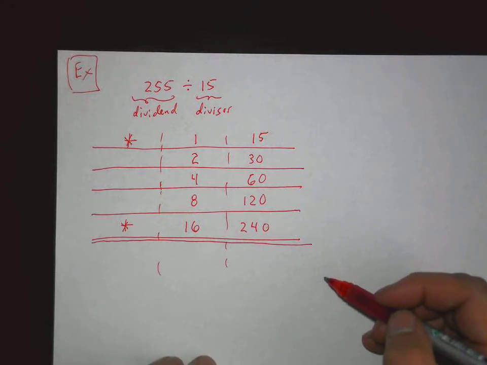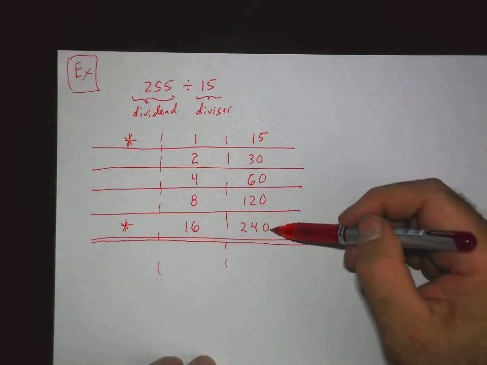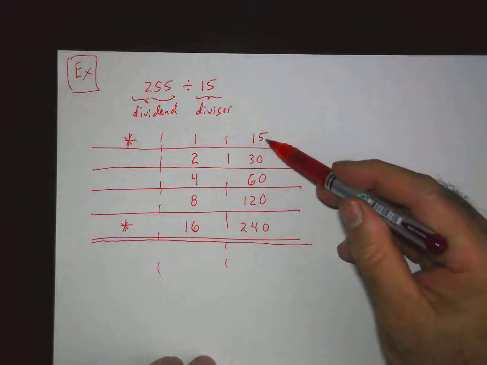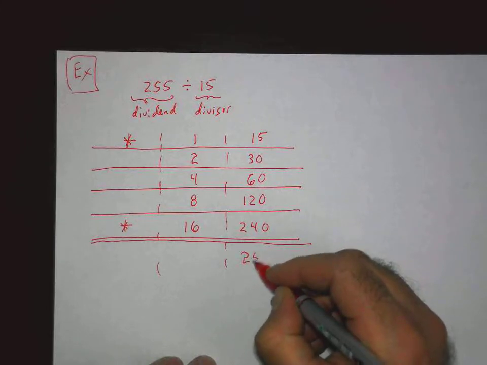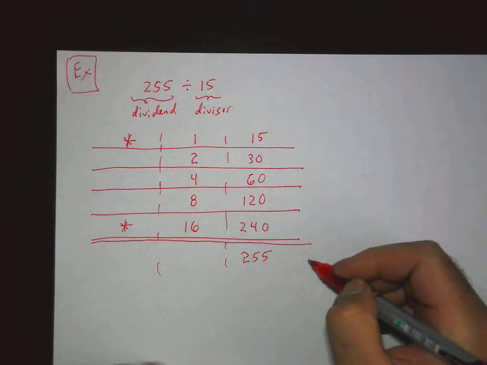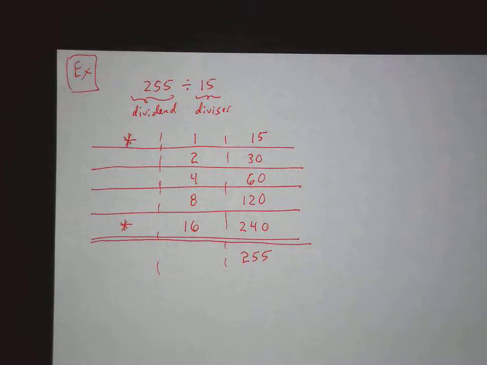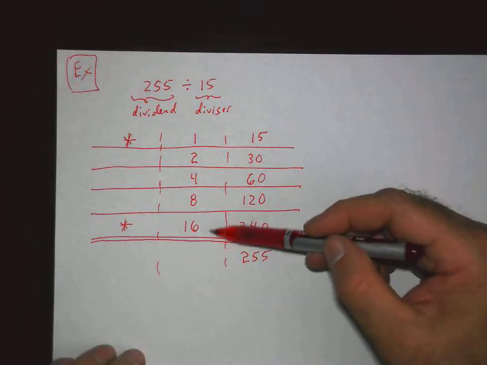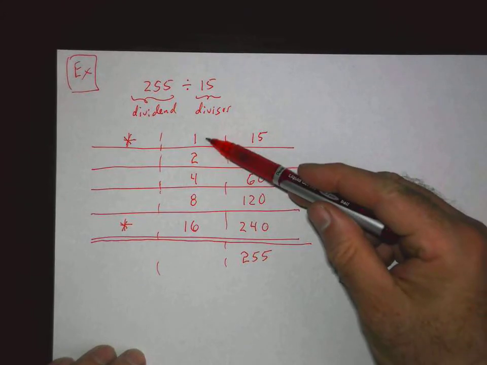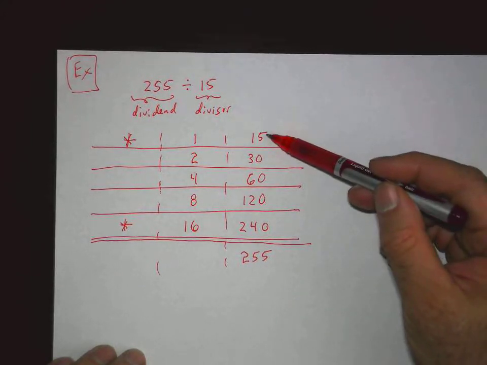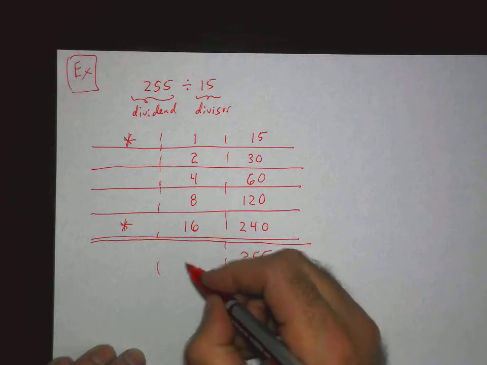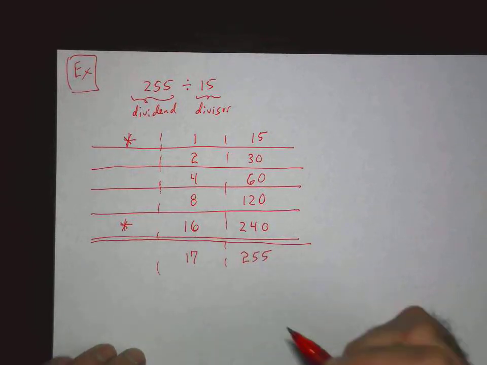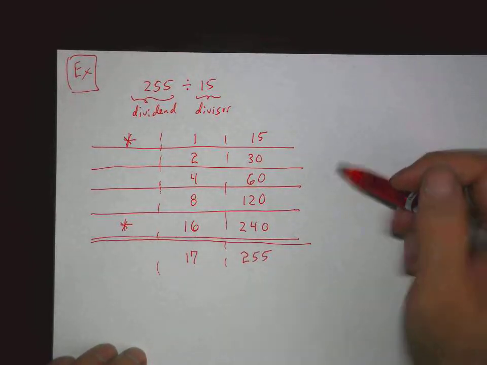So here's what I've established. As far as multiples of 15 go, 240 plus 15 gives me my dividend, 255. And what I want to look at now are the corresponding powers of 2, 16 and 1, that I multiplied the divisor 15 by to get the dividend. 1 plus 16 is going to be my quotient.